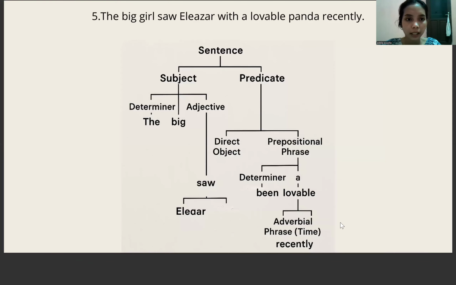Okay, the last is about: the big girl saw a laser with a lovable panda candy. So in here they have a sentence, and then they have a subject and predicate. In the subject in here, the is a determiner, and big as a subject, and saw as an adjective. And in the predicate they have a direct object and a prepositional phrase. In the prepositional phrase they have a determiner, and then a prepositional phrase like a lovable, and then an adverbial phrase like recently as an adverbial phrase of time.